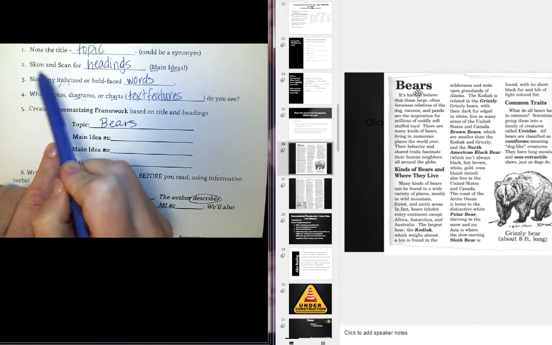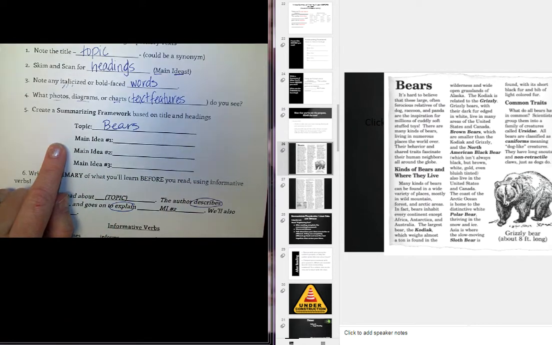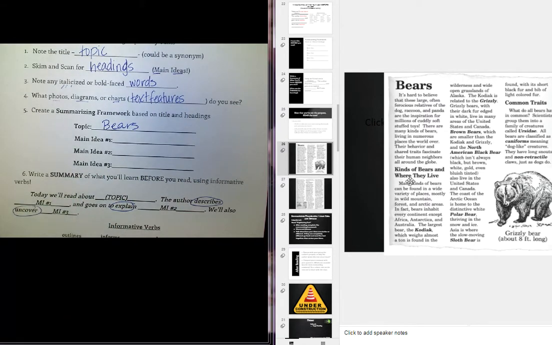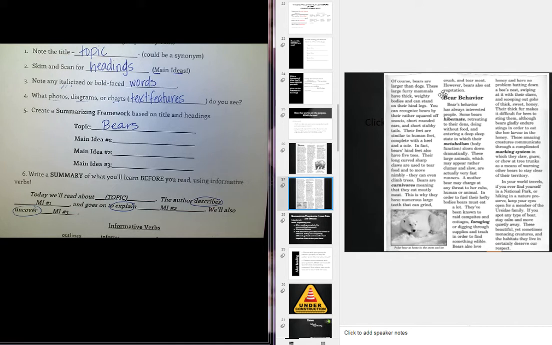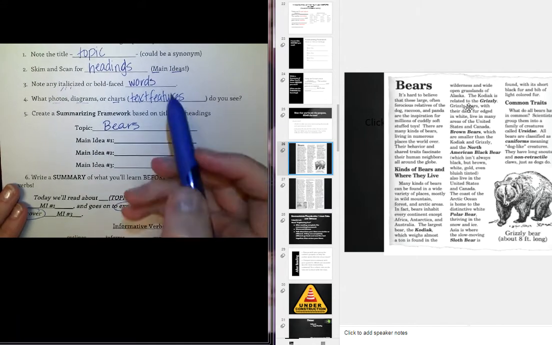And then I need to skim and scan and look for headings. Those are going to be my main ideas. So these right here, these are headings: kinds of bears and where they live, common traits, and then there's a third one right here, bear behavior. So those are going to be my 3 main ideas.